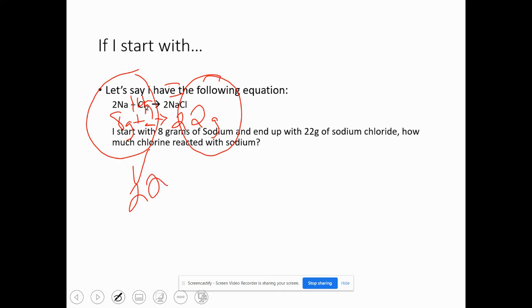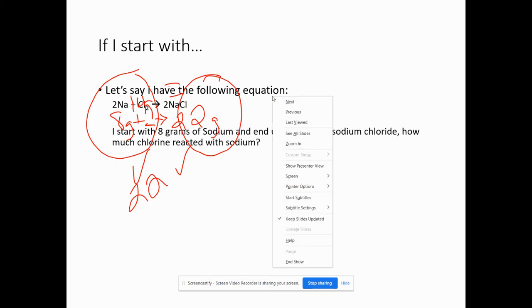Does 22 match 22? Yes, it does. So you have demonstrated the law of conservation of matter. What if I told you the answer was 12? Well, does 8 plus 12 give you 22? No, it doesn't. All right, so both sides have to be equal. Otherwise, you are gaining or losing mass. Okay, and so now I'm going to flip to my document camera so you can see. We're going to look at some atoms.